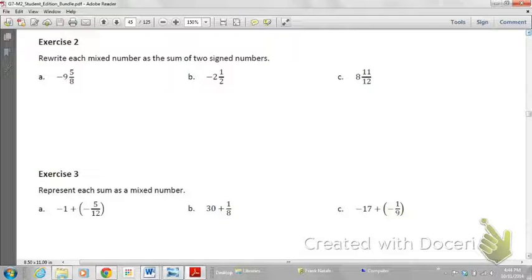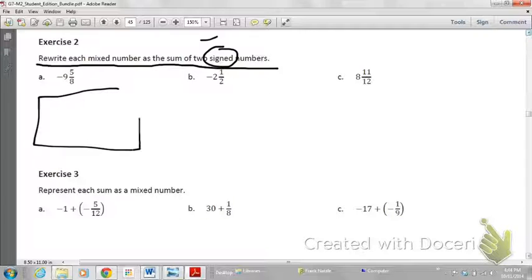Okay, next let's go ahead and have you try this exercise 2 to practice that skill or that knowledge that was just given to you by me, and see if you can rewrite each mixed number as the sum of two signed numbers. This idea of signed means it's going to either be negative or positive. So two signed rational numbers, of course. Go ahead and give that a whirl. Just write those sums right below each of these, A, B, and C. Don't do 3 yet. Let's just work with 2.